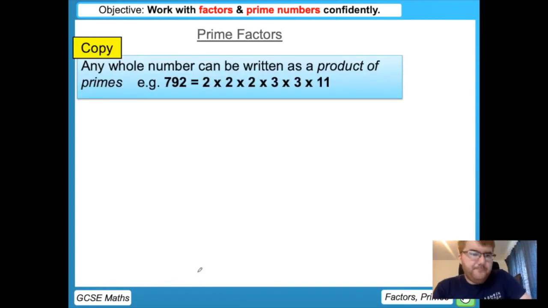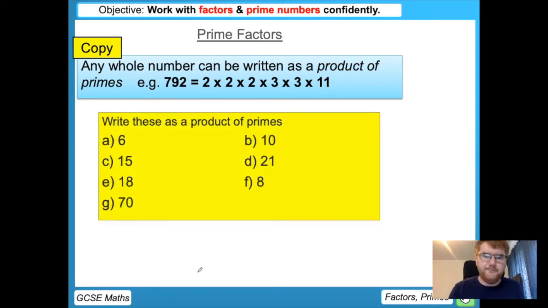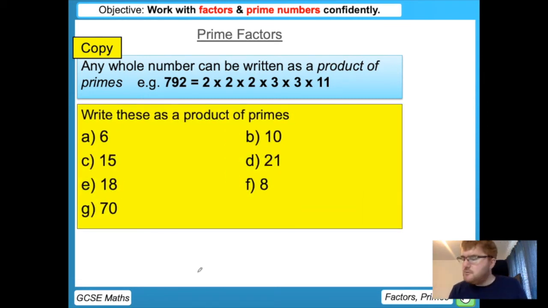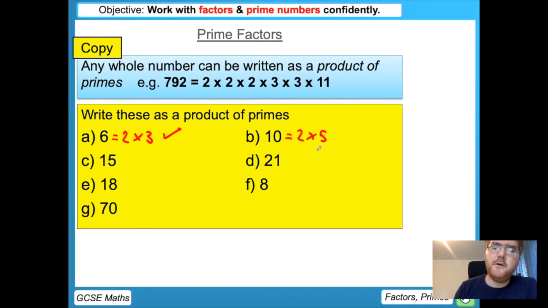Any whole number, this is an amazing thing about numbers, can be written as the product of prime numbers. So the prime numbers just multiplied together, like you see on the board already. Now, when we've got small numbers, we can do this in our head. So notice 6 is the same as 2 times 3. Are both of these prime? Yes, they are. So we have our answer. 10 is equal to 2 times 5. Are both prime? Yes, they are.